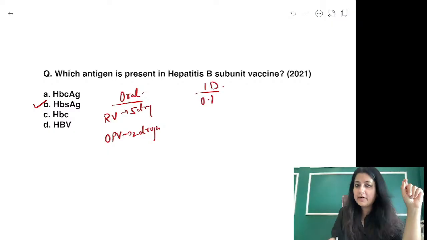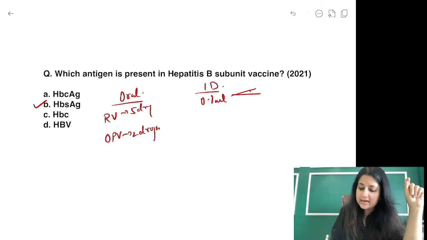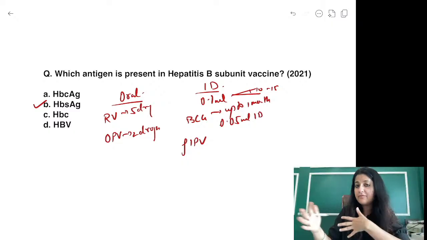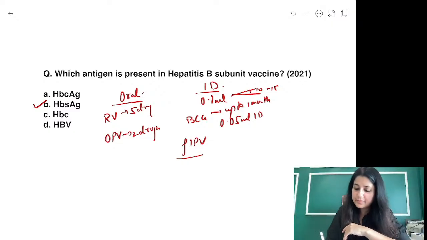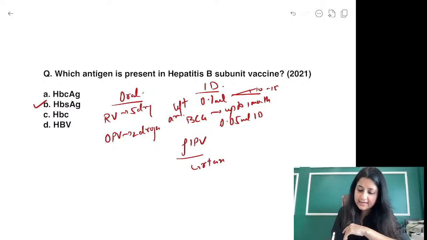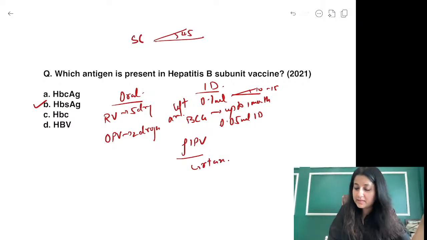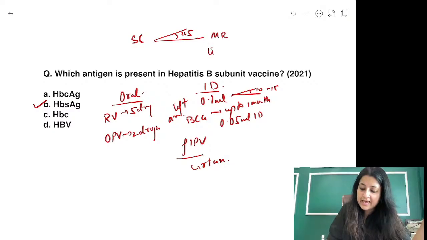Intradermal, the dose is 0.1 ml. Intradermal is at 10 to 15 degrees. BCG and fractional IPV. BCG, but if you give up to 1 month, it will be given as 0.05 ml intradermal. After that 0.1. Fractional and BCG in India go on the left arm, left upper arm. Fractional IPV on the right arm. Subcutaneous, remember 45 degrees. At 9 months, MR and live JE.